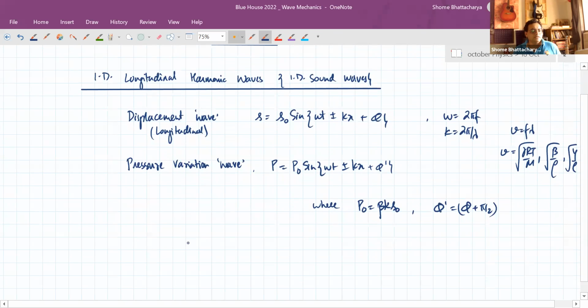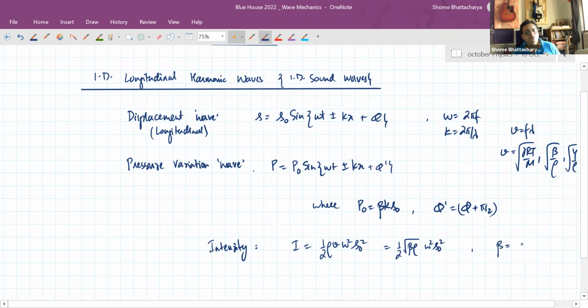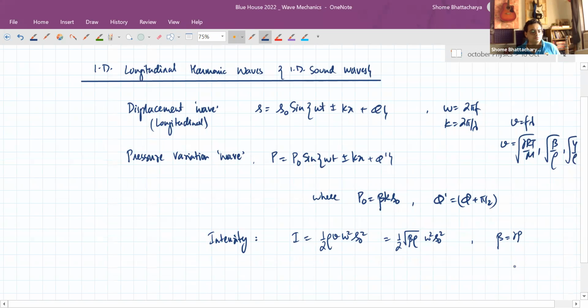Then the next thing we had seen was the intensity of the sound wave. Intensity is defined as energy propagated per unit area per unit time. That intensity was half rho V omega square S naught square, or what you can also write as half of square root of bulk modulus into density into omega square into S naught square. Of course, bulk modulus becomes an instantaneous quantity for a gaseous medium, so it becomes gamma into P, which we discussed in thermodynamics before. We also saw that this can be converted into intensity in terms of the pressure amplitude. So it becomes like this.